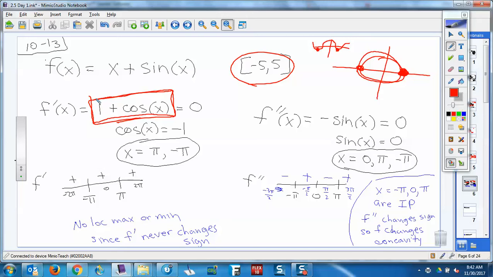Now, did it ask if it has stationary points? Yes. So there's your answer to 10. So 12 and 13 would be no. There's no local maximum, because it doesn't change sign. And then number 11 was inflection points.